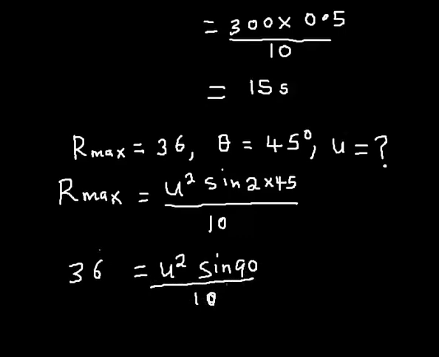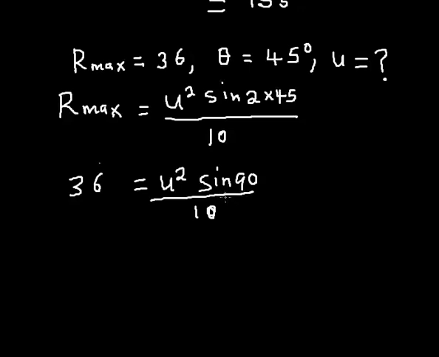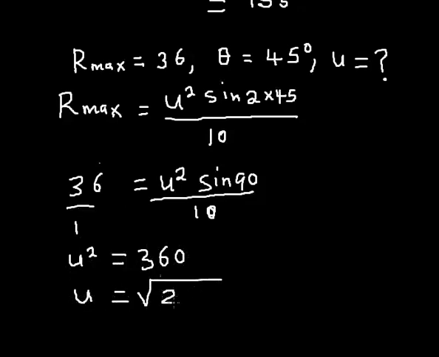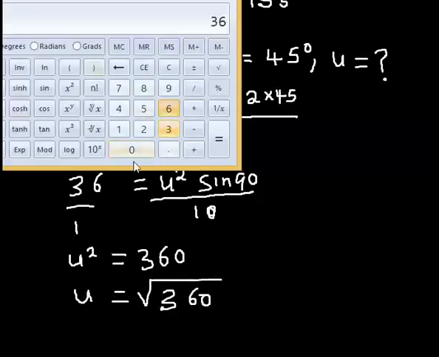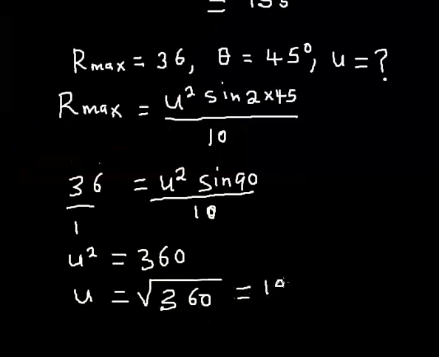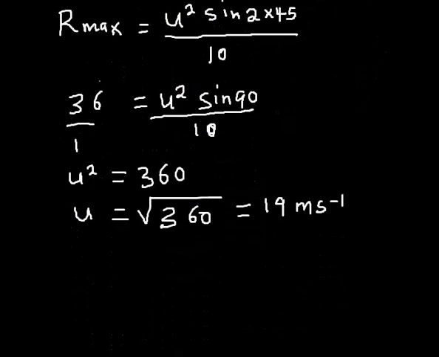Sine 90 is 1. All I need to do is cross multiply. 1 times u square is u square. Then 10 times 36, that's 360. So for me to get my u, which is the initial velocity, I'm going to find the square root of 360. So what is the square root of 360? It is approximately 19. 19 meters per second. That is the initial velocity.